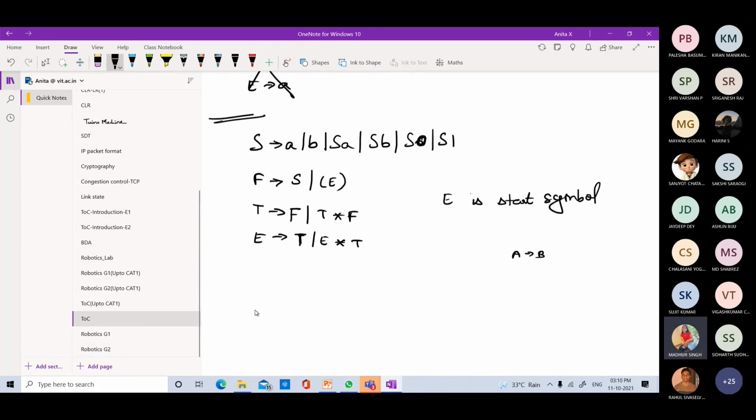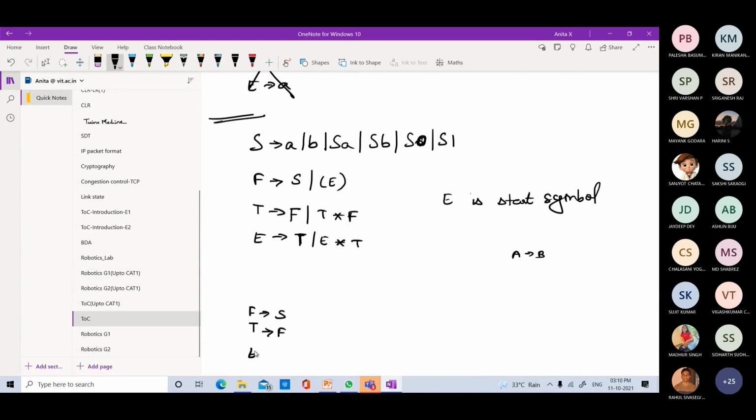So T derives F, F derives S. What about this one? That's a start symbol. E derives E. Please make a note over here: you need not worry whether it is a start symbol or not. So productions of this form are called unit productions.